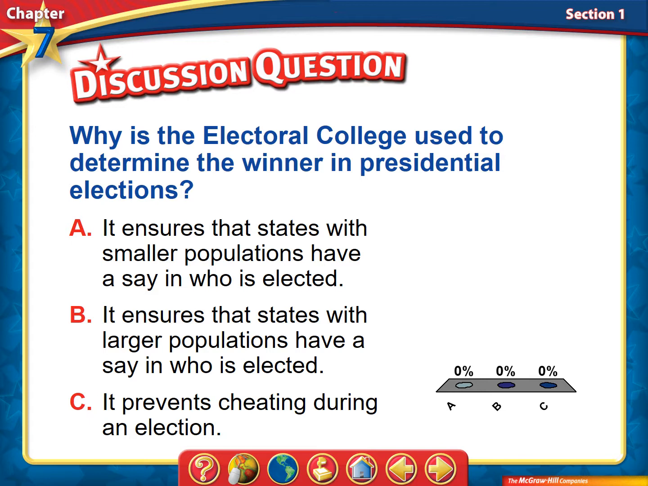Now the next question, why is the Electoral College used to determine the winner in presidential elections? Because once more, even explaining this, I understand that it can be confusing and it can be just a little frustrating when you're thinking about, wait, I get to pick the president. Wait, no, I picked the electors who picked the president. Why is there that extra step? So let's get into that.